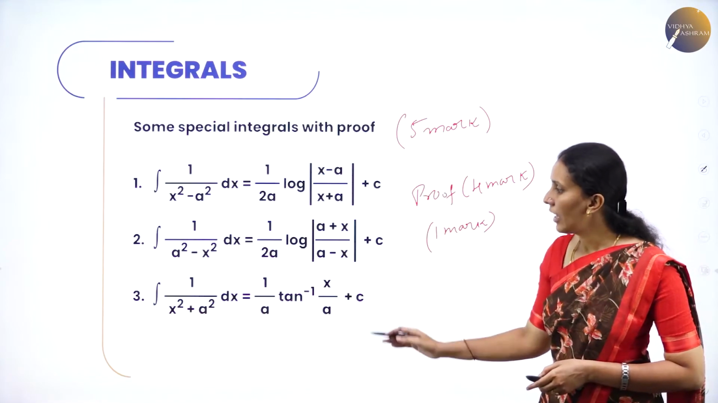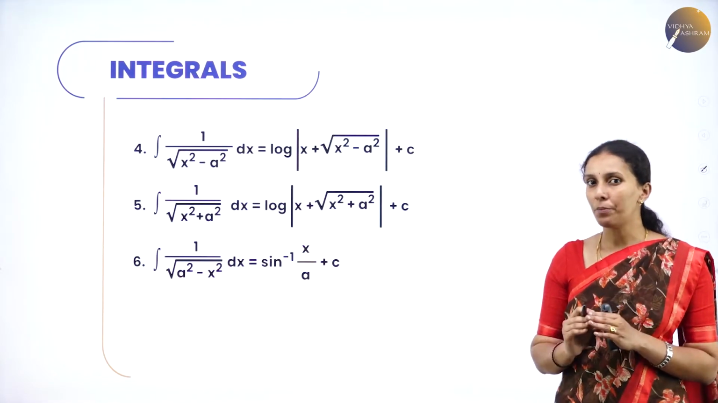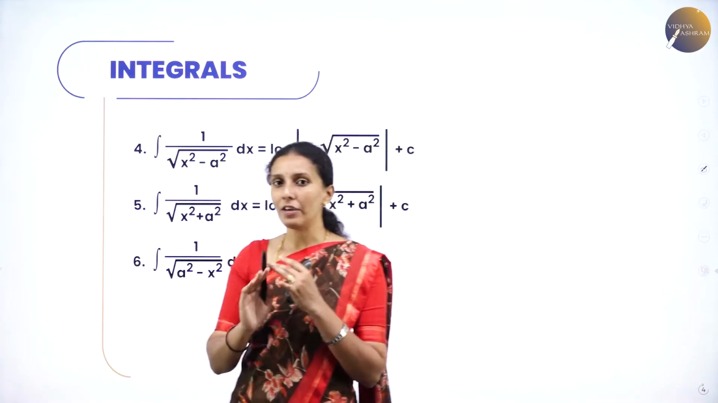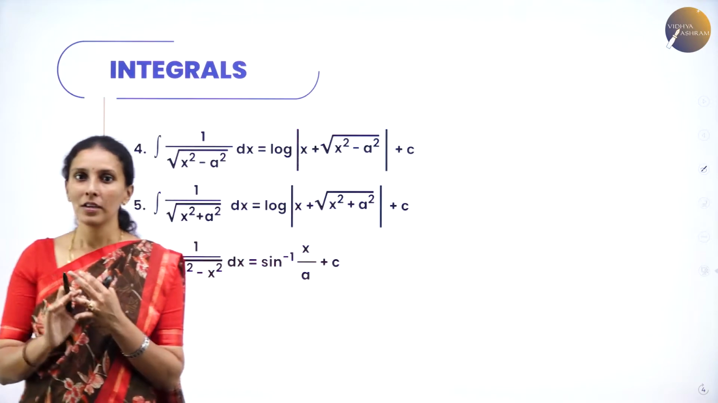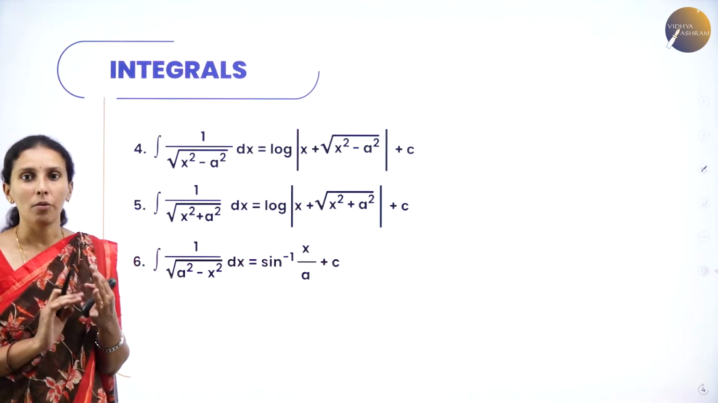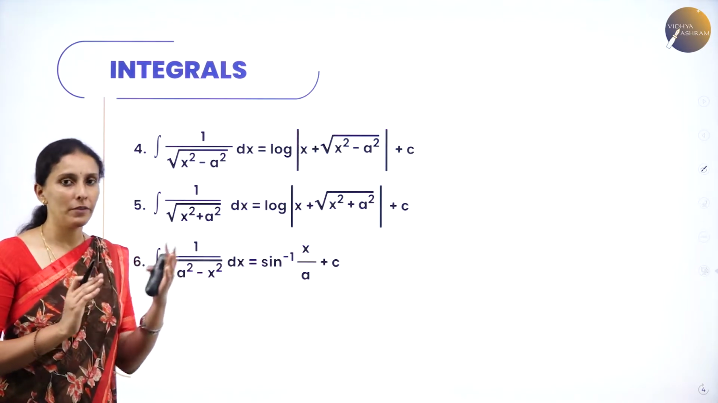First, let us see the proofs of all these standard integrals. Then we will take problems which are asked for 1 mark. So in total you will have 4 plus 1 marks. If the proof is very simple, then the question will be in the form of 3 plus 2. So for the proof you will get 3 marks and for the problem you will get 2 marks.